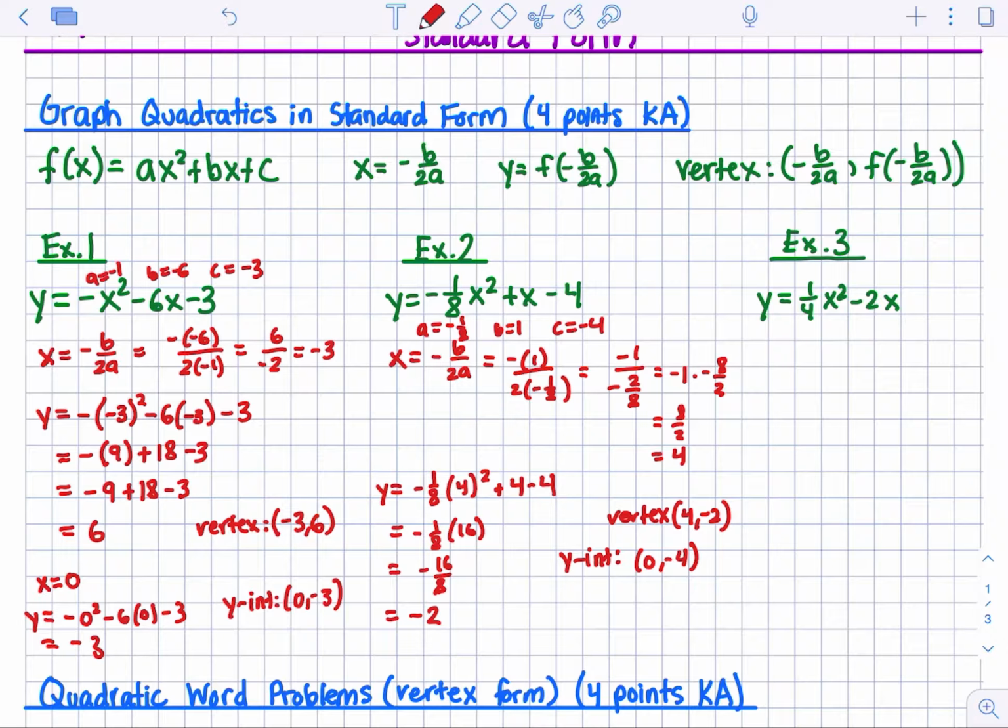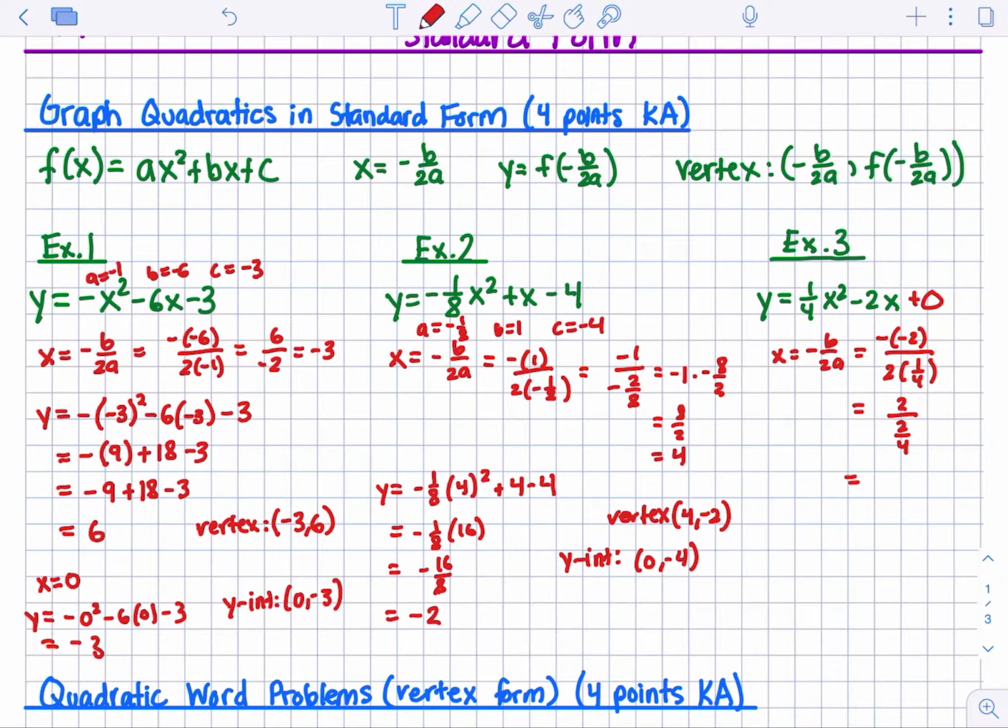Now, for example 3, you guys, it's the same thing. Just remember that your c value right there is 0, because notice there's no c value in that one, so it's just going to be 0. And then we go ahead and find your vertex. So negative b over 2a. Our negative b is negative 2, so negative of negative 2 over 2 times our a value, which is 1/4. So it's going to be 2 over 2 times 1/4, you guys, which is 2/4.